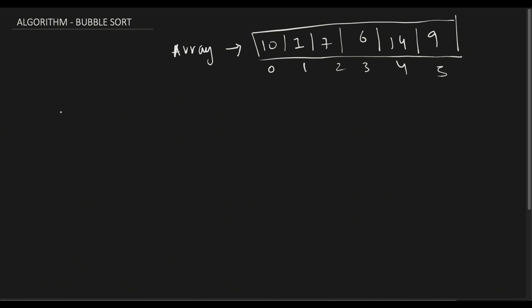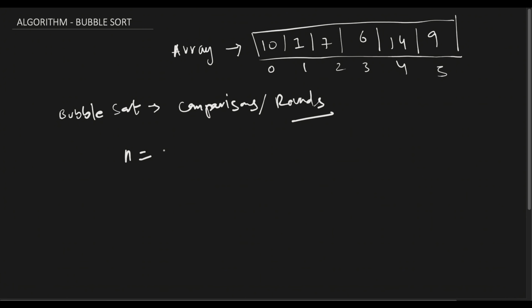In bubble sort, we usually compare the adjacent elements. We do the comparison in specific rounds, and in each round we pick the largest element. Let's suppose we have 1 2 3 4 5, so our n here is 5. We will do n minus 1, equal to 4 rounds, and in each round we will pick our largest element.